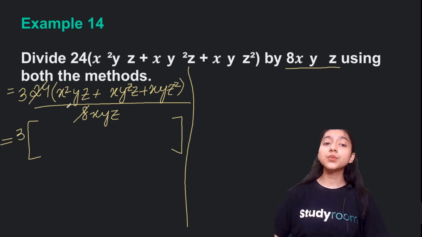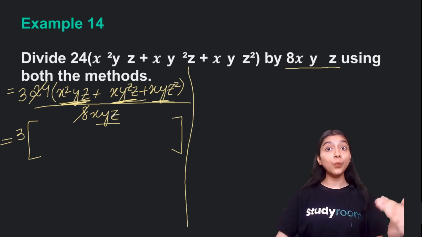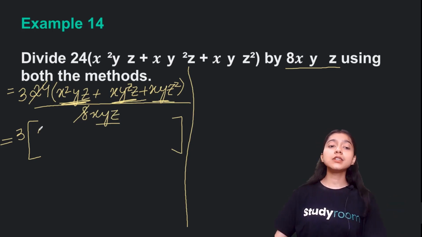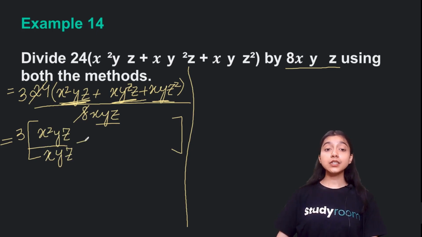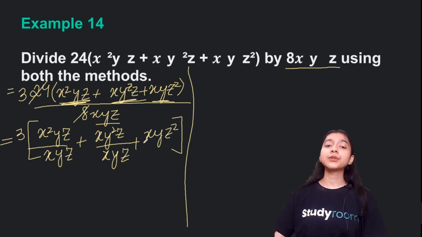Now what we'll do is break each of these terms of the polynomial with this divisor. That means we will break each of these terms in such a way that we'll be getting a monomial division. So the first term we'll have is x square yz, which is divided with xyz. The second term we'll have is xy square z, which will be divided with the same divisor, that is xyz. And the third term is xyz square, which will be divided with the same divisor, that is xyz.